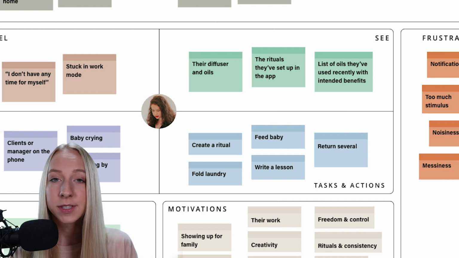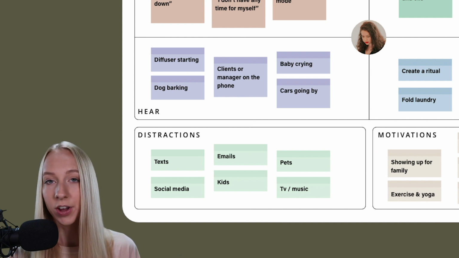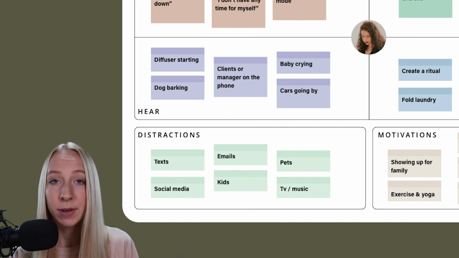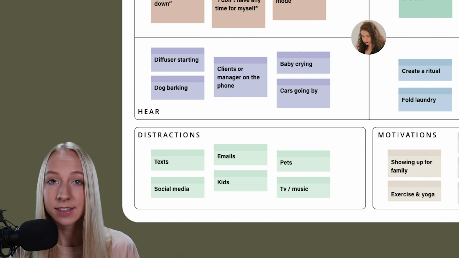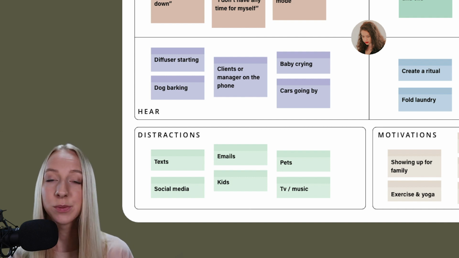Now moving on to the bottom section, we're going to think about some distractions they might have. While using the app, they might get a bunch of text notifications or social media notifications. They might be getting emails. They might have kids running around in the background, or even pets that need their attention, or even the TV or music playing. Next is motivations.